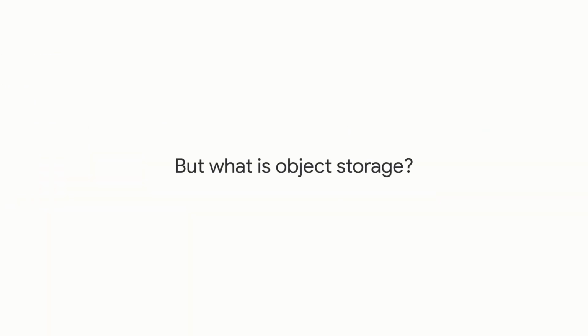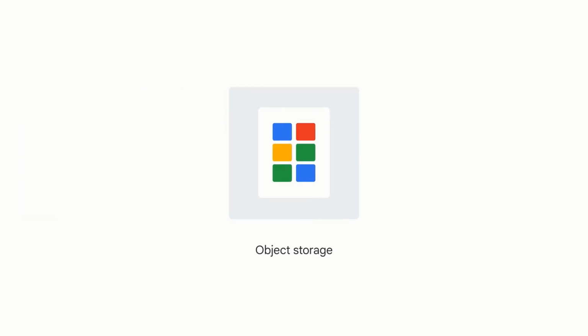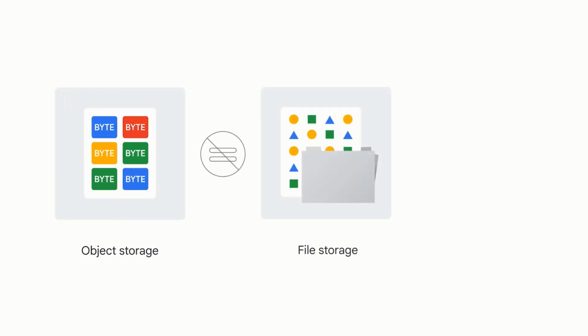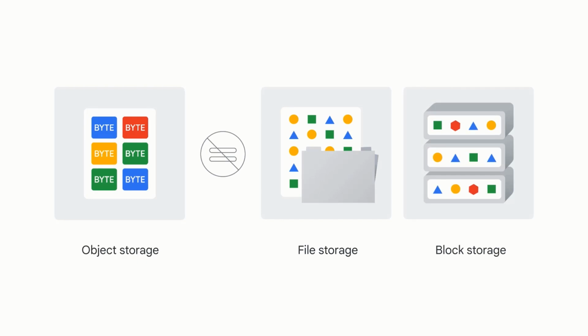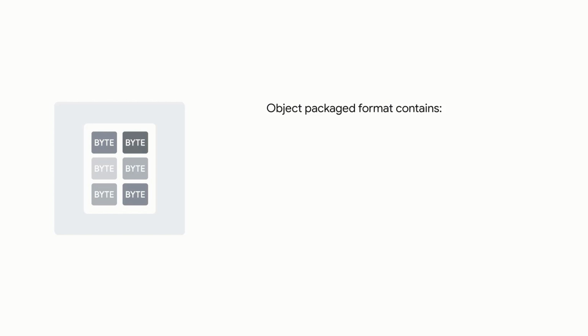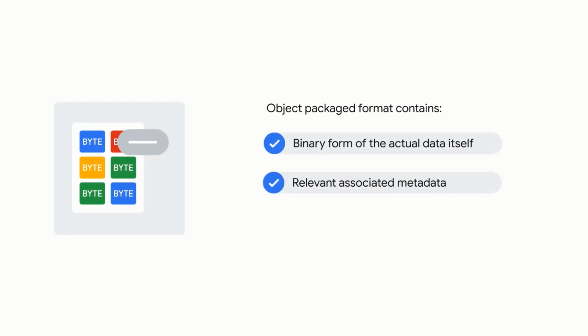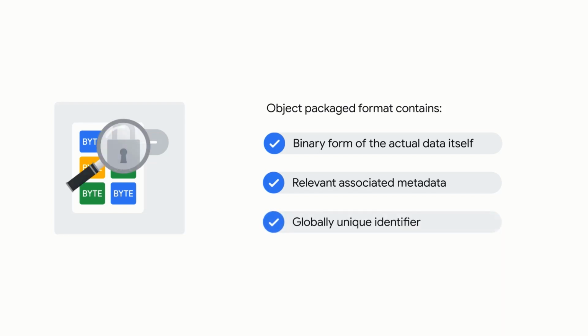Let's begin with Cloud Storage, which is a service that offers developers and IT organizations durable and highly available object storage. But what is object storage? Object storage is a computer data storage architecture that manages data as objects instead of as file storage, which is a file and folder hierarchy, or as block storage, which is chunks of a disk. These objects are stored in a packaged format that contains the binary form of the actual data and relevant associated metadata, such as creation date, author, resource type and permissions, and a globally unique identifier.